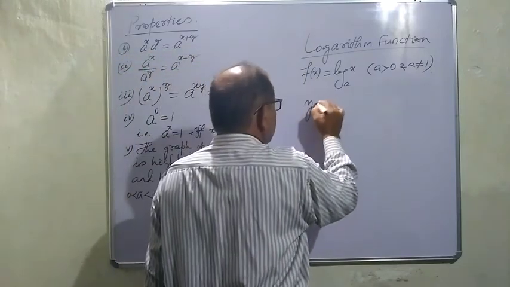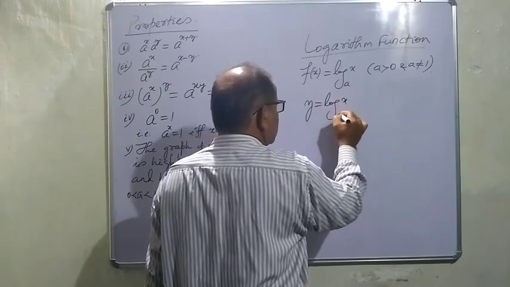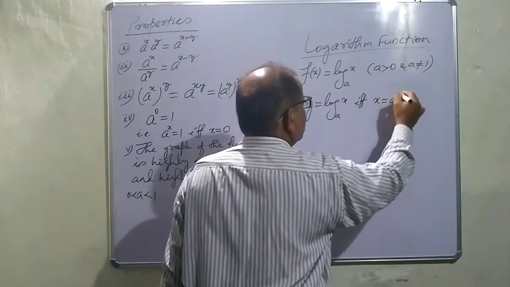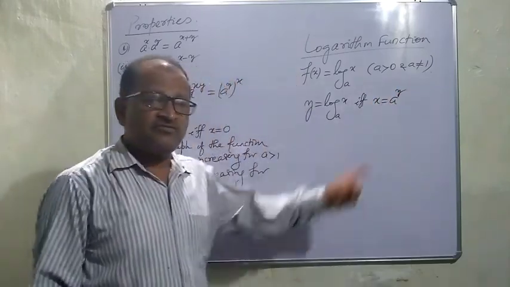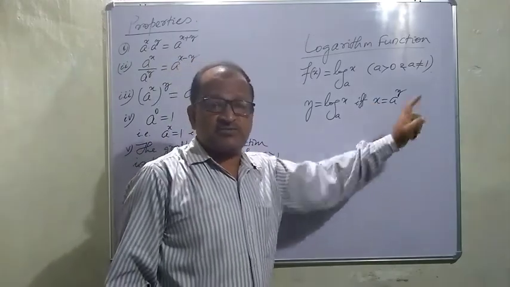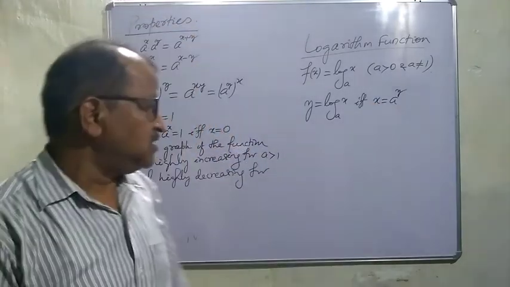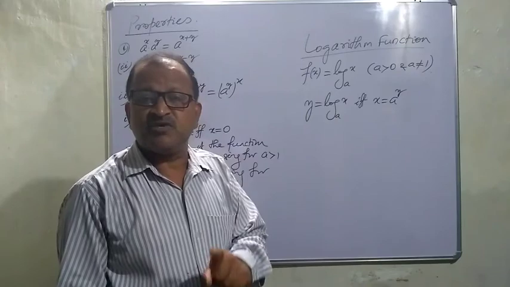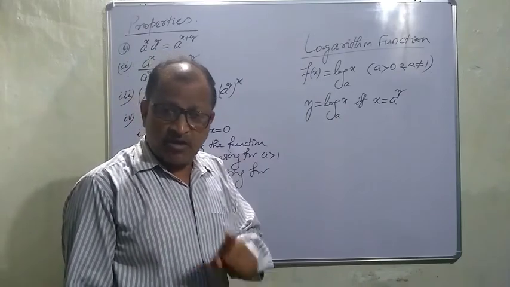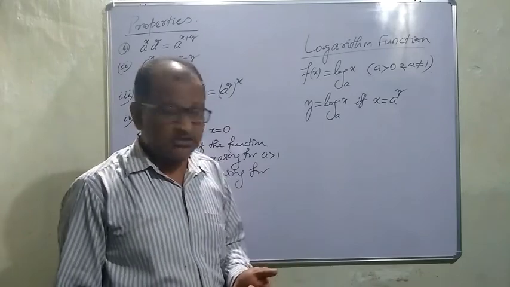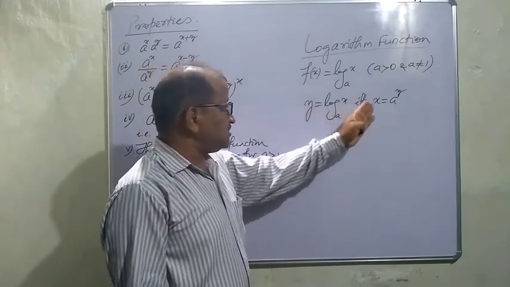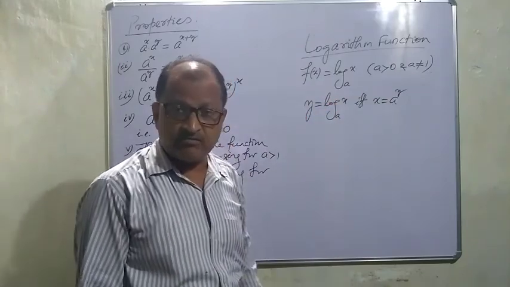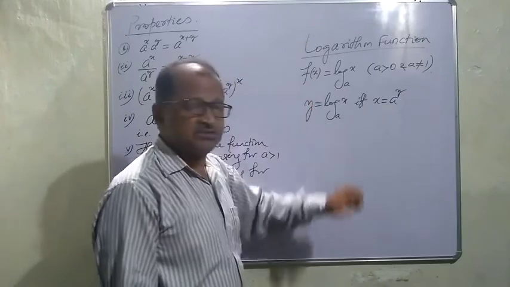Suppose y is equal to log x with base a if and only if x is equal to a to the power y. You see, it is an exponential function. So sometimes we call the logarithm function the inverse function of the exponential function. We'll read it later. So if x is equal to a to the power y, then log x with base a is equal to y. So this is the value of f(x).